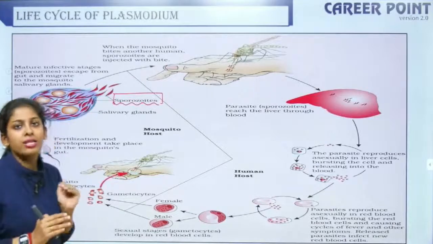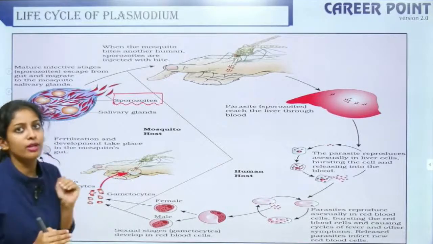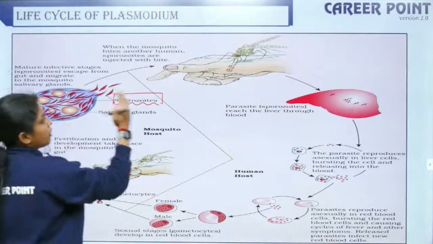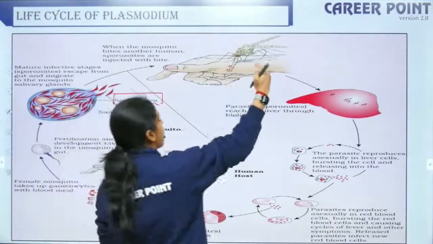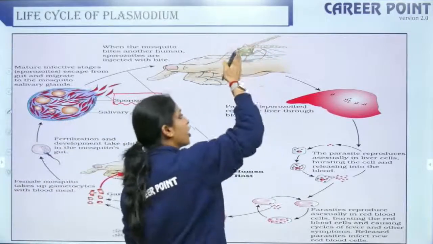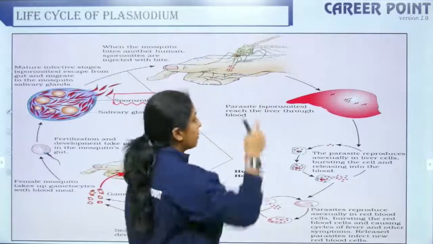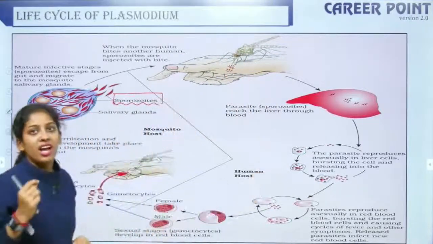For 3 marks, if they ask you to write the life cycle of a plasmodium, make sure you write it in this order, for which you do not have to draw the hand and all. You can just say a human vector, right? But please make sure this flow chart is there.